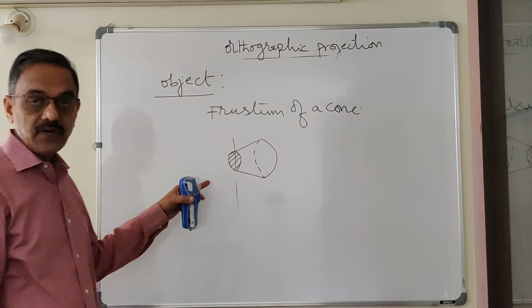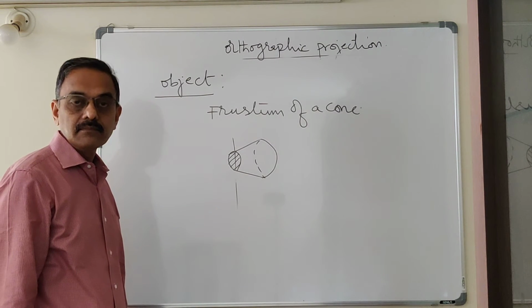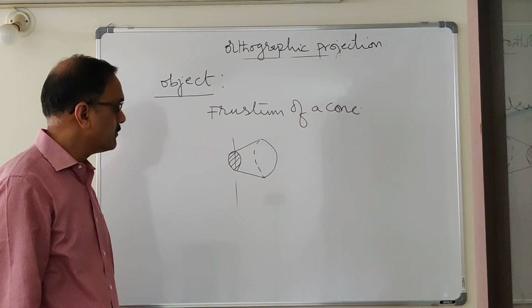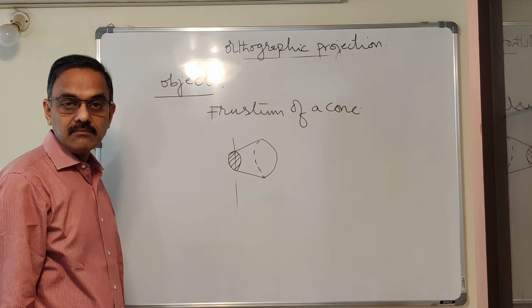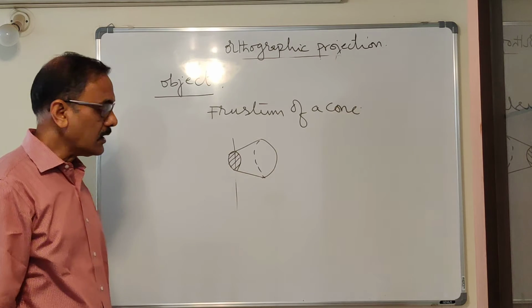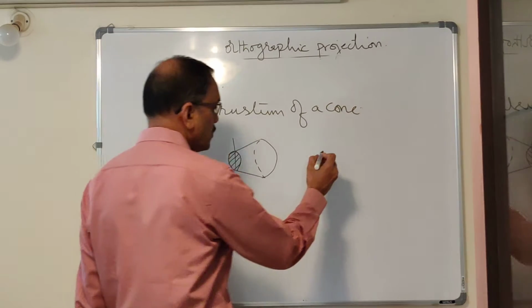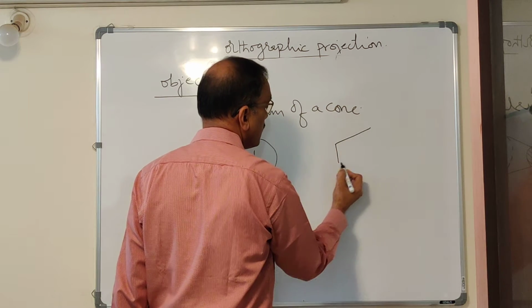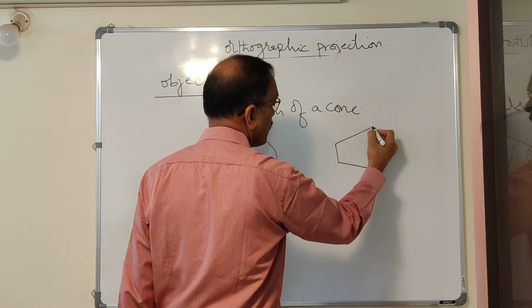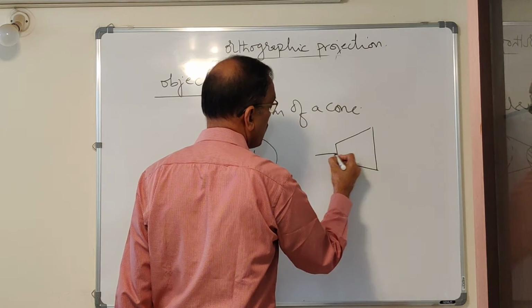This is a frustum of a cone. The front view will be a trapezium. Okay, so let me draw it here. This is the front view of the frustum of a cone.